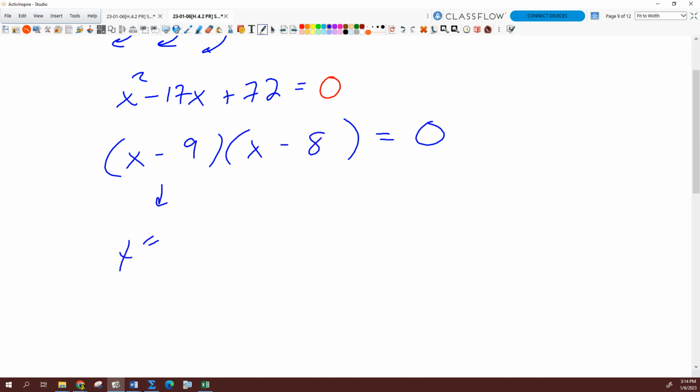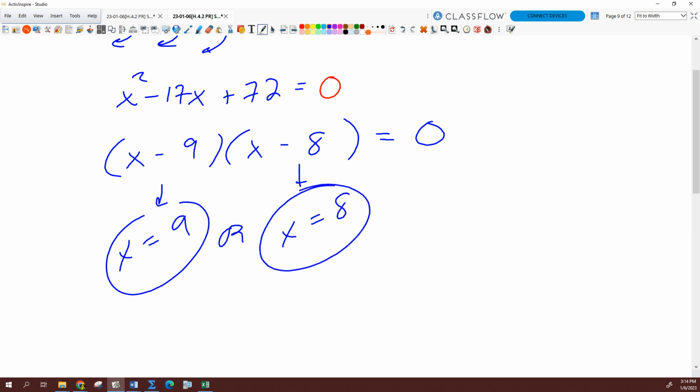So then what are my solutions? x equals 9 or x equals 8. Again, don't make the mistake: because the magic numbers were negative, the solutions are positive, right? Yes, always the opposite.